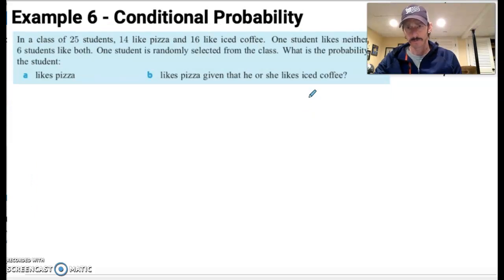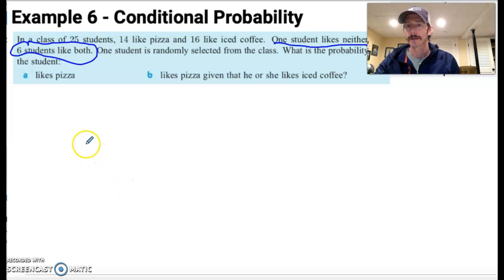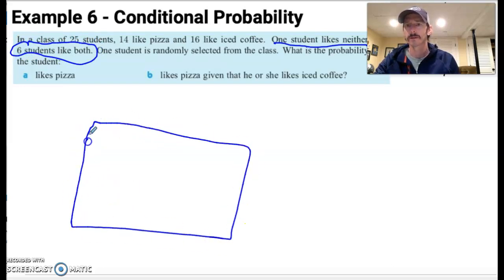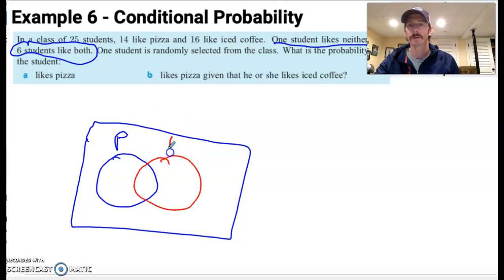Class of 25 students, 14 like pizza, 16 like iced coffee. One student likes neither, so that kid is going to be outside of the circles. And 6 students like both. So this is my key when I start. I'm going to make a diagram. I've got some kids that like pizza, and some kids that like iced coffee, and there is an overlap, because 6 of those kids live in the middle. So that has to be your first number.